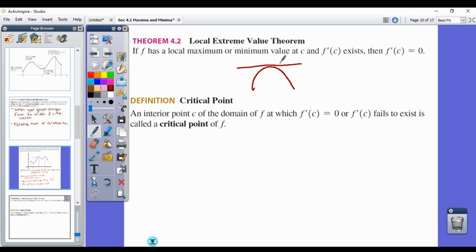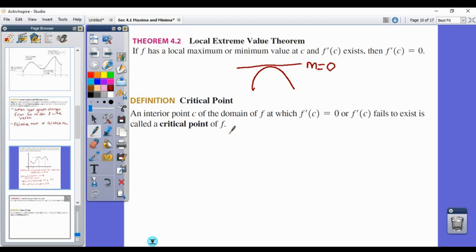And what's going to be the slope of that tangent line? It's going to be 0. Okay. So the slope of that tangent line is going to be 0, which means your derivative can be equal to 0, so that we can solve this. Another definition that we're going to talk about is a critical point. So a critical point is an interior point C in the domain of your function f, at which the derivative is going to equal 0 or the derivative is going to fail to exist.